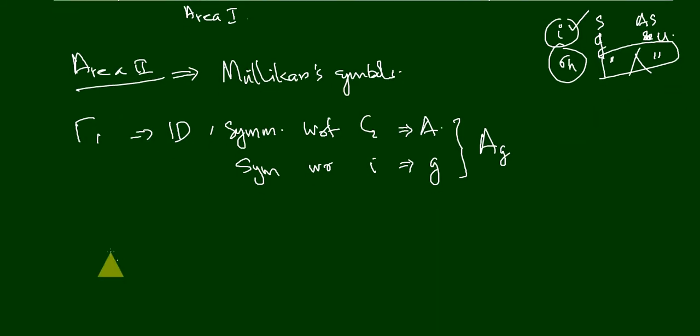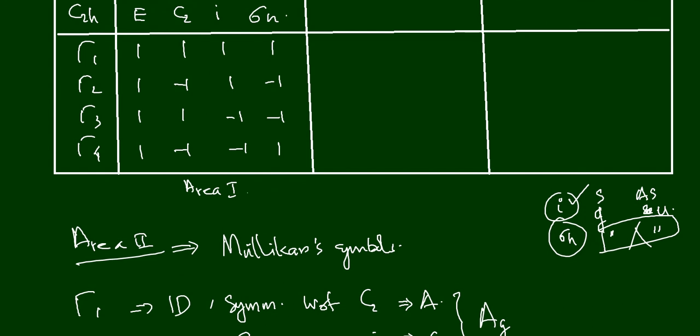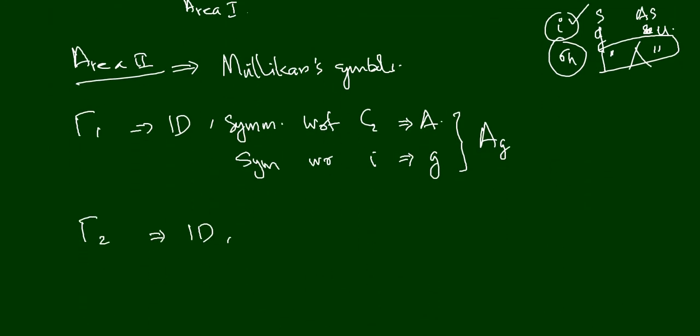And now we go for the gamma 2, second irreducible representation. And this is also a one-dimensional representation. And what about the symmetry with respect to C2? Symmetry with respect to C2 is -1. So it is anti-symmetric with respect to C2, or principal axis. Therefore, we can call this as B, right?